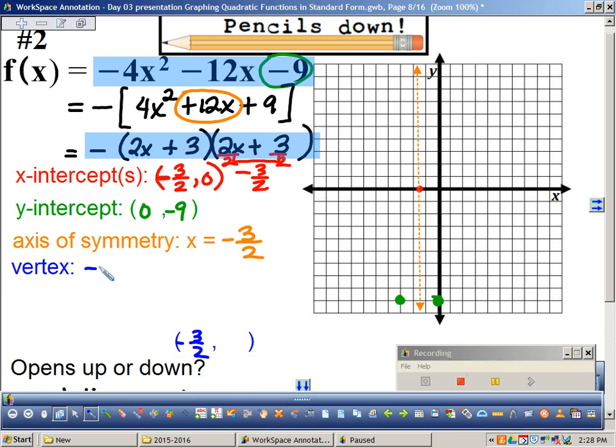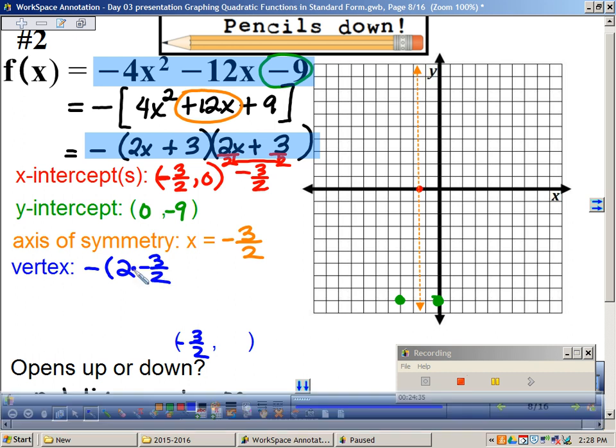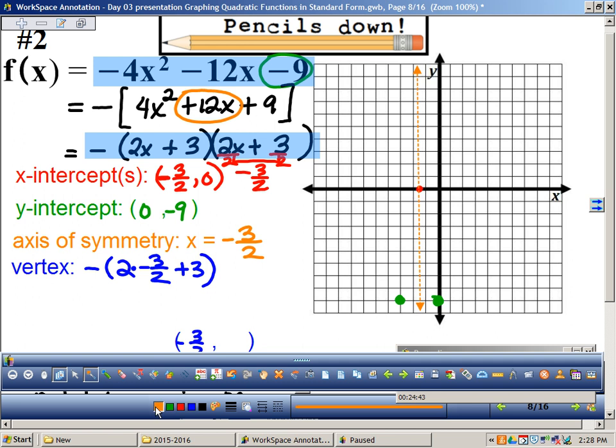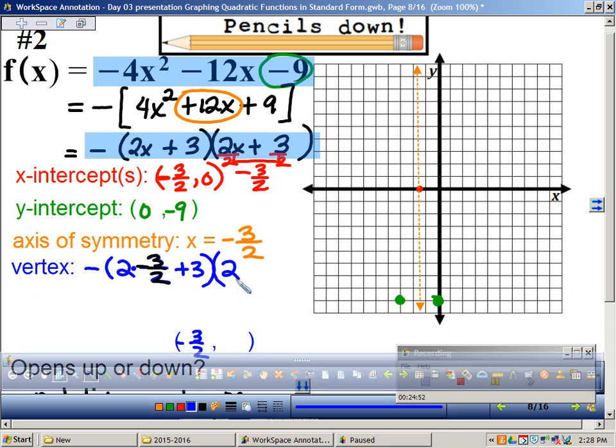So I'm going to say -2 times -3 halves times -3 halves. Do you see what's going to happen there? Plus 3. I'm going to change the color of this just because it's kind of hard to see. Let's make it black. -3 halves. And that's going to be multiplied by 2 times -3 halves. So that fraction's not so scary, is it?